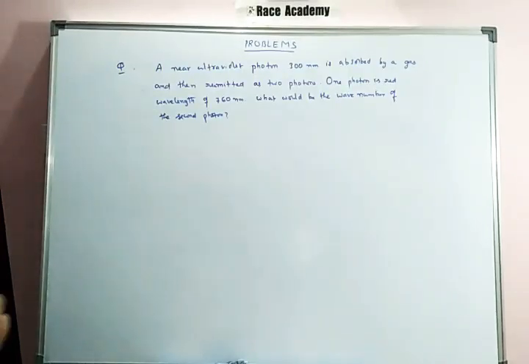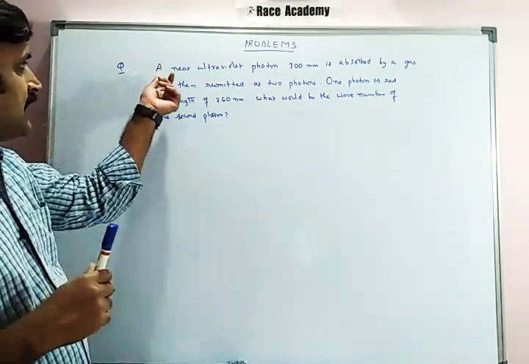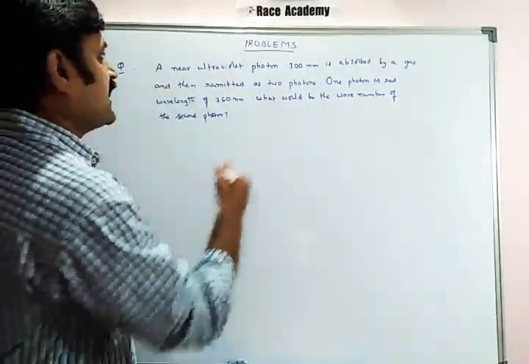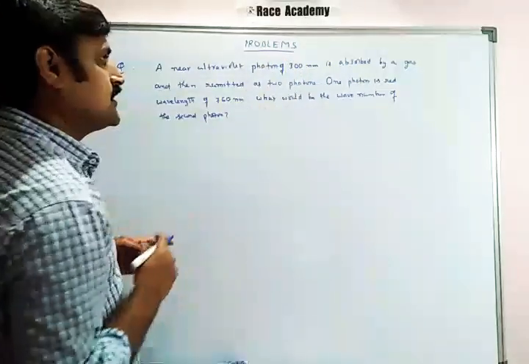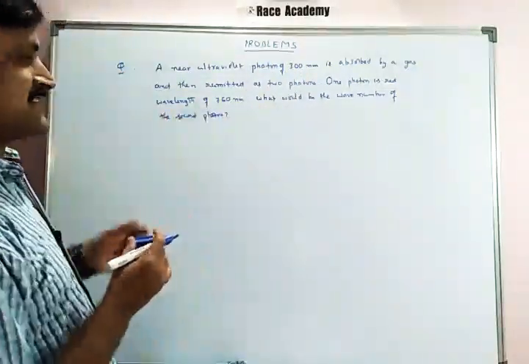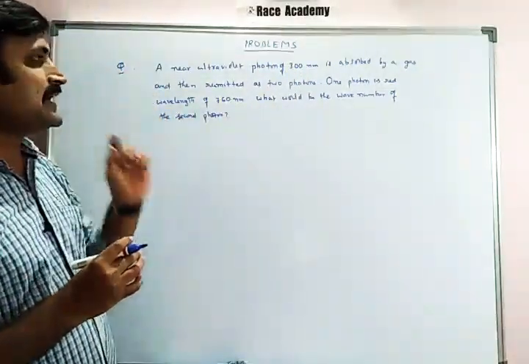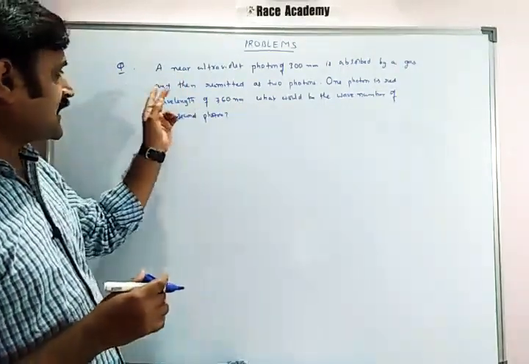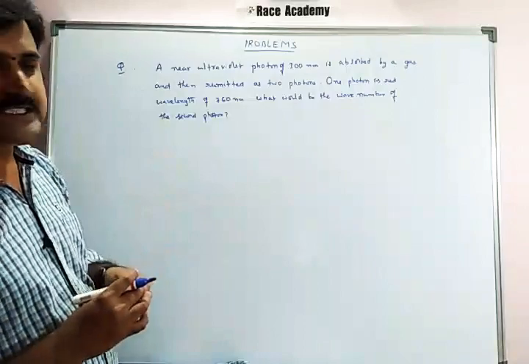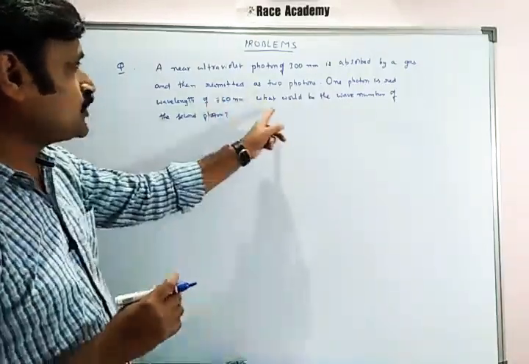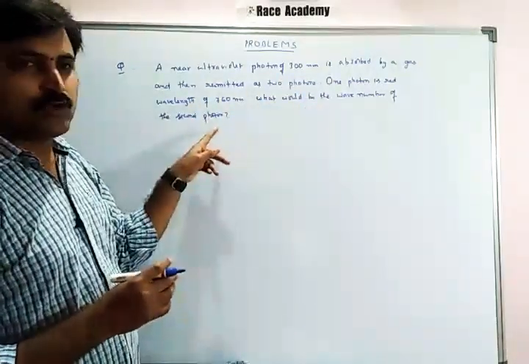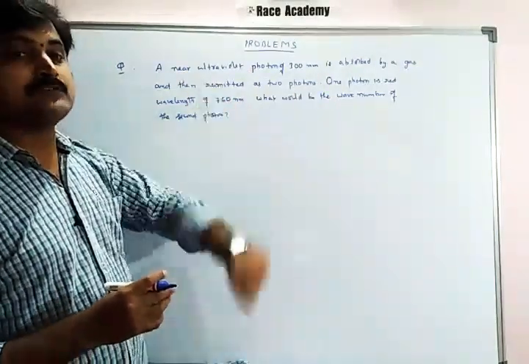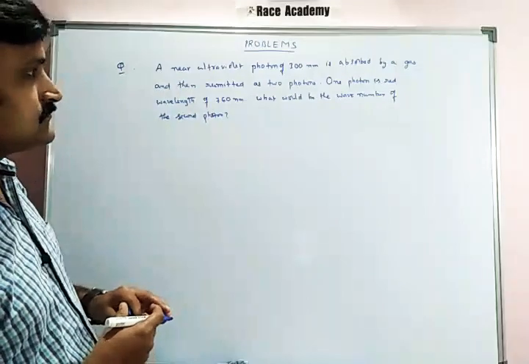Okay, let us see the next one. A near ultraviolet photon of 300 nanometers is absorbed by a gas and then re-emitted as two photons. One photon is of red wavelength, 760 nanometers, and what would be the wave number of the second photon? So they are not asking the lambda, they are asking the wave number of the second one.